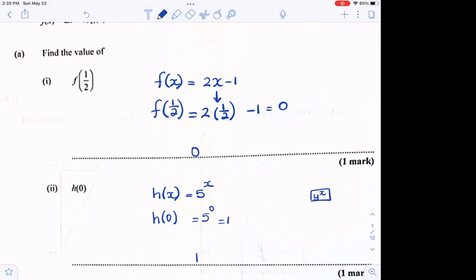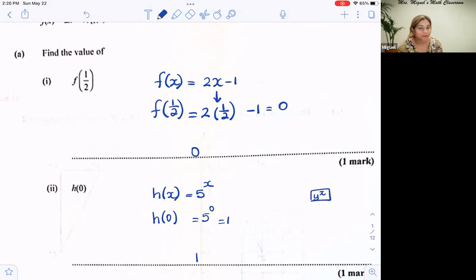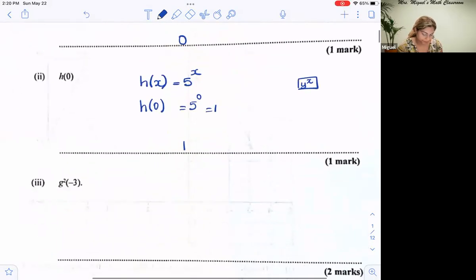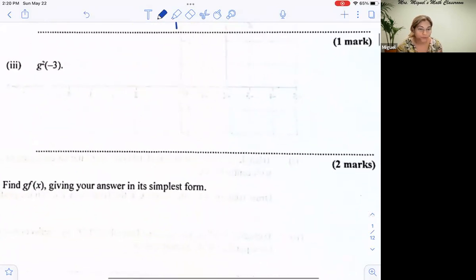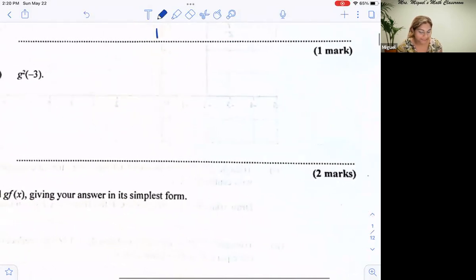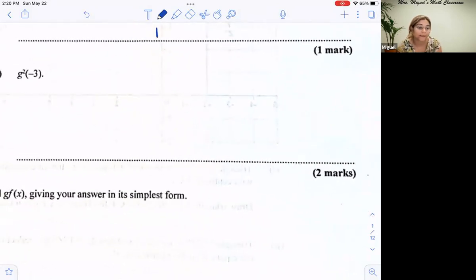No, miss. Right. So we're moving on. They bring in function values, right? So we're moving on. Now, for 2 marks, we are cognizant of the fact that the values of the marks play an important role. It will tell us how much working we have to do. So this is worth 2 marks, and we are seeing g squared of -3.